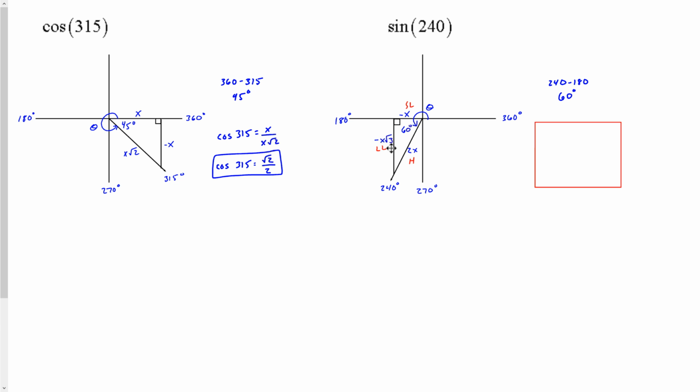This is what I was referring to on the front side of your notes, where I said make sure you're watching your signs. So now evaluating the sine of 240, from the 60-degree reference angle, opposite over hypotenuse, negative x square root of 3 over 2x. The x's would reduce out, and you would be left with negative square root of 3 over 2.